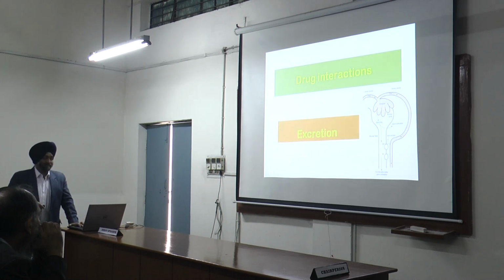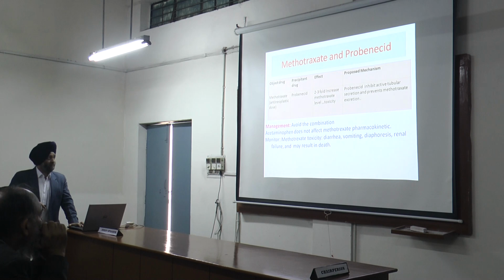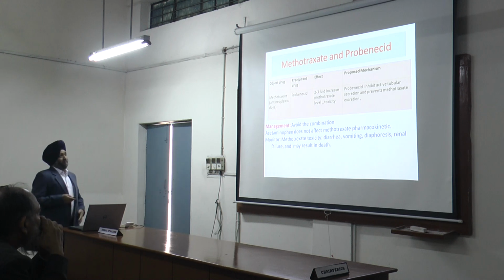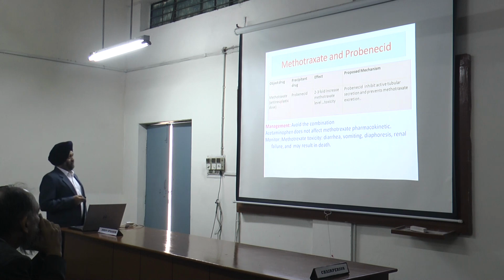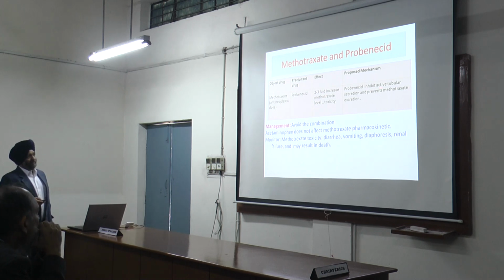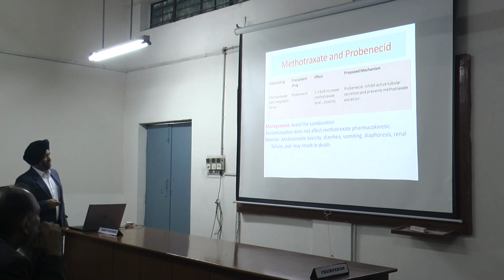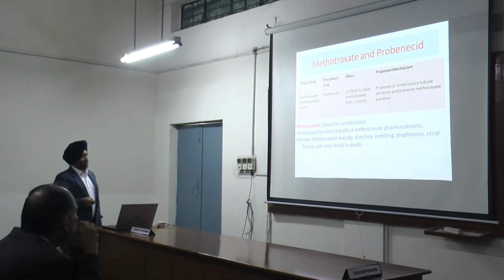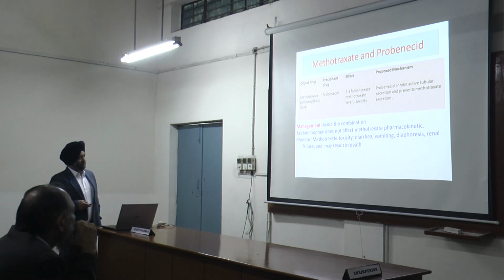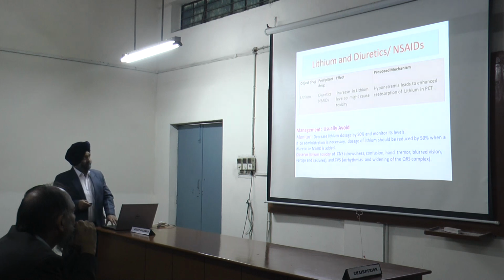Now coming to interactions at the level of excretion. Here we have competitive active tubular secretion, for example probenecid with ampicillin and penicillin, and also with methotrexate. Probenecid inhibits the active tubular secretion of methotrexate, so chances of methotrexate poisoning might be there if we are giving an anticancer dose. So avoid the combination, or use an alternative, and monitor methotrexate for toxicity.